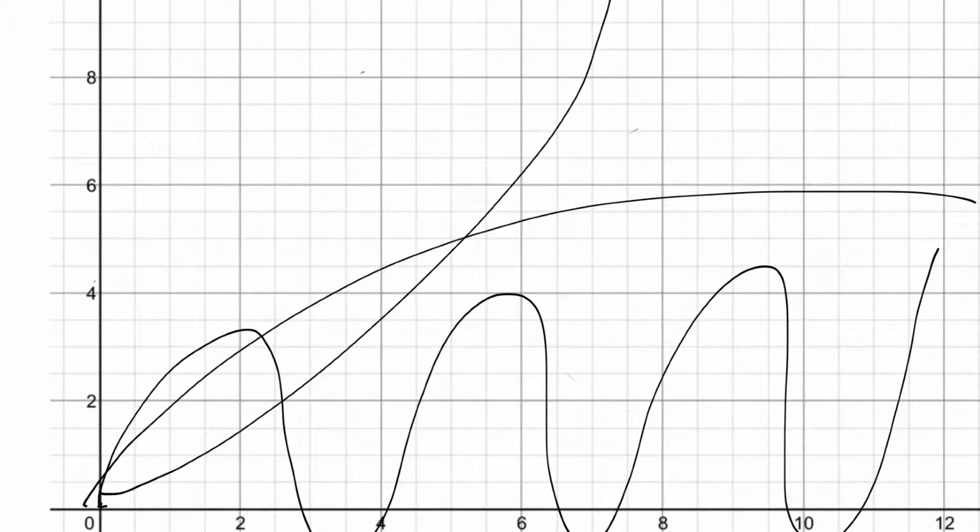Something like this, not a straight line, and something like this. That's definitely not a straight line. Alright? So a linear relation is a relation in which it forms a straight line.